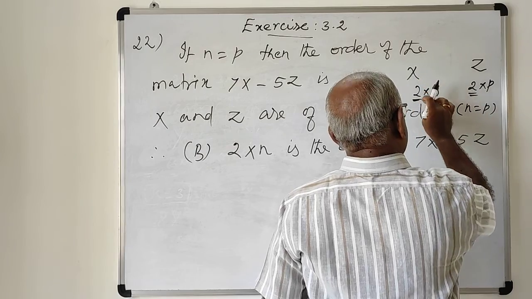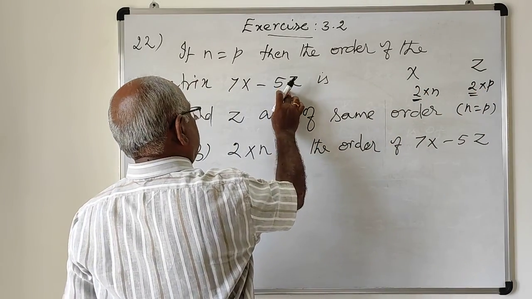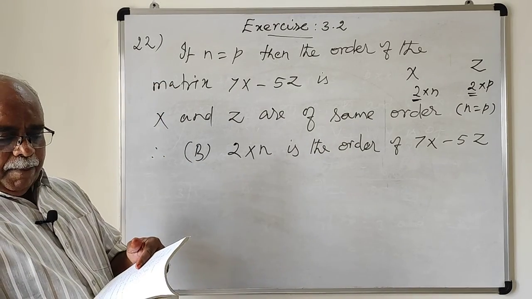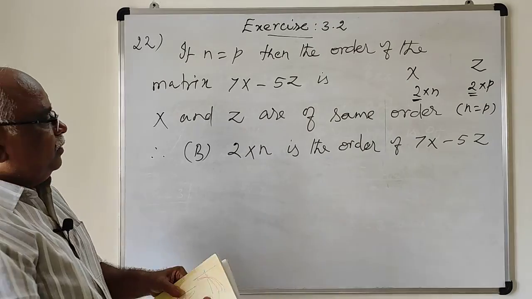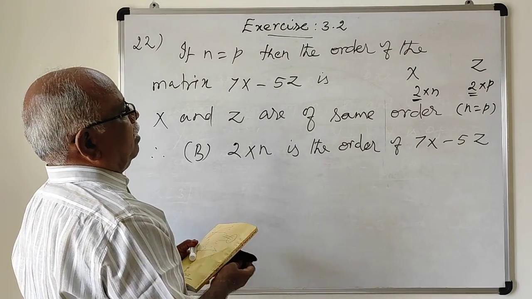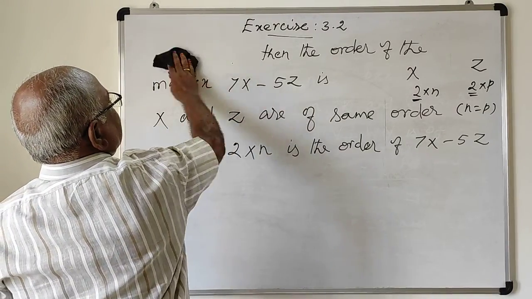So X is 2 by n, Z is also of order 2 by n, then only 7X minus 5Z is also of order 2 by n. That's all about the problem. 7X minus 5Z is of order 2 by n. It is option B. Next, an important idea in this chapter on matrices, transpose of a matrix.